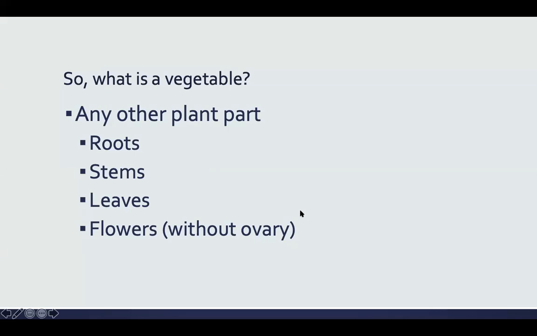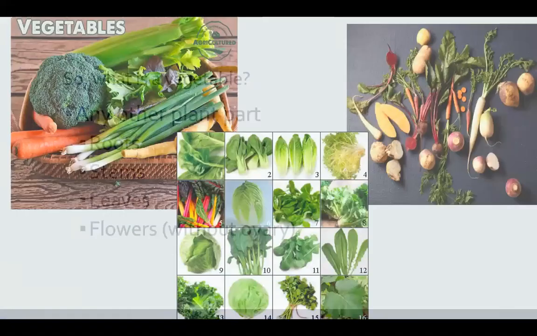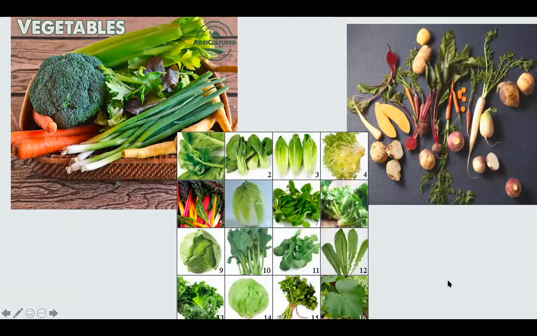So we'll talk a little about vegetables. Again, they're any other plant part like the roots, stems, leaves, or flowers without the ovary, because again, the ovary part of the plant, the part that carries its seeds, will be a fruit. And here are examples of vegetables.